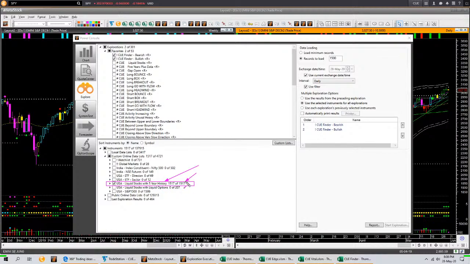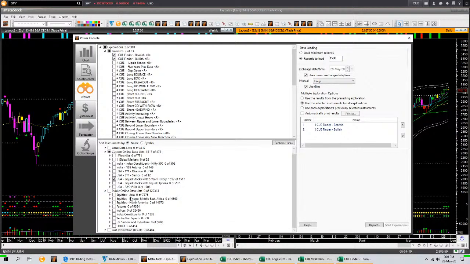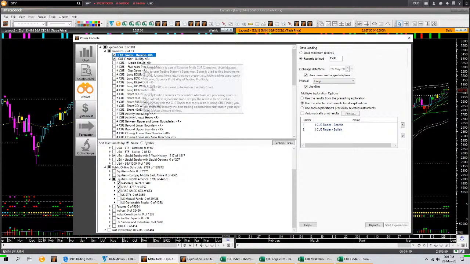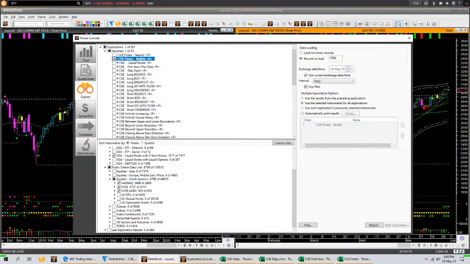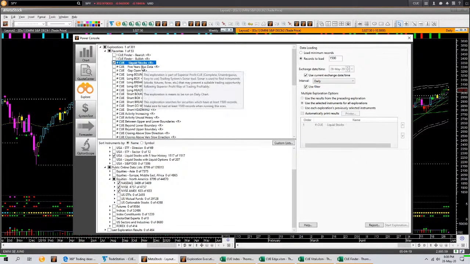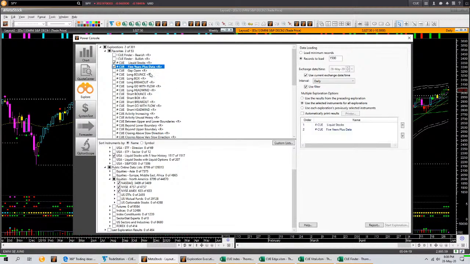How to create this list of stocks? If you are creating them on the USA market, you can go to MetaStock's public online data lists, go to equities North America, choose your source as NASDAQ, NYSE and MX. Then come to the scans at the top, run these two scans, liquid stocks and 5-year plus data, and choose this option, use the result from the preceding exploration.